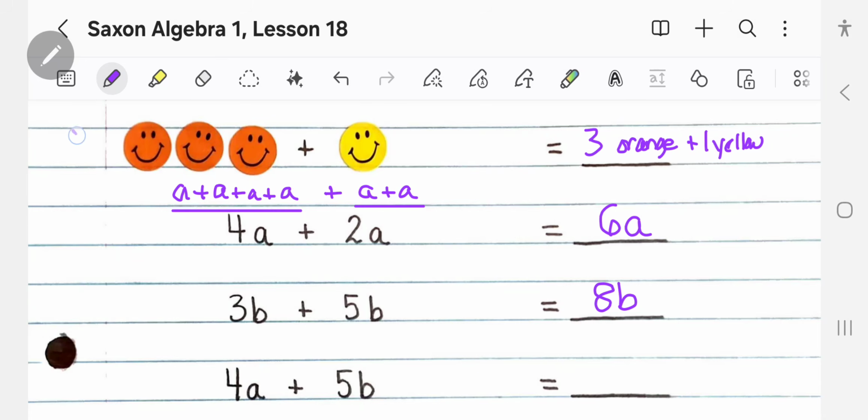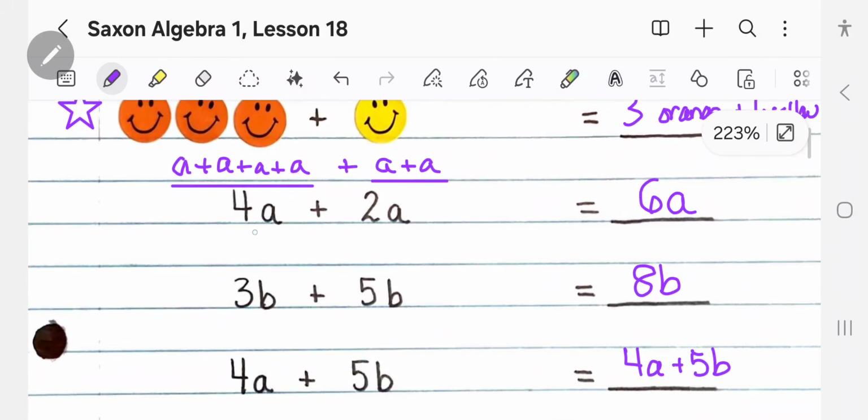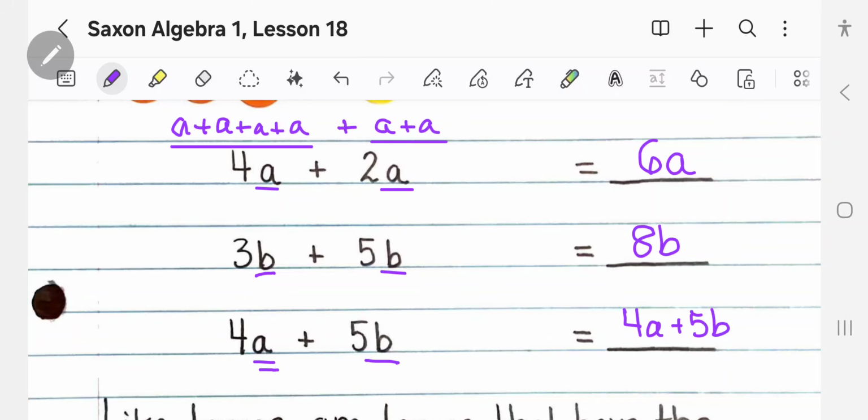What about 4 A's plus 5 B's? Well, it's kind of like this example up here with the smiley faces, the orange and yellows. We really can't simplify that anymore. These are not like terms. We did have like terms at the beginning. We had green smiley faces plus green smiley faces. They're the same thing, so we can add them. I have pinks, and I can add those. But with the orange and the yellows, they are not like terms. And when we moved here, these are like terms. I can add A's and A's. I can add B's and B's. But I can't add A's and B's, right?